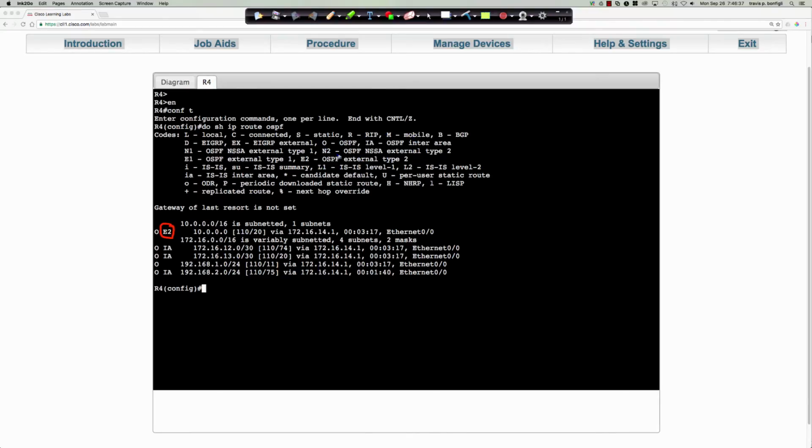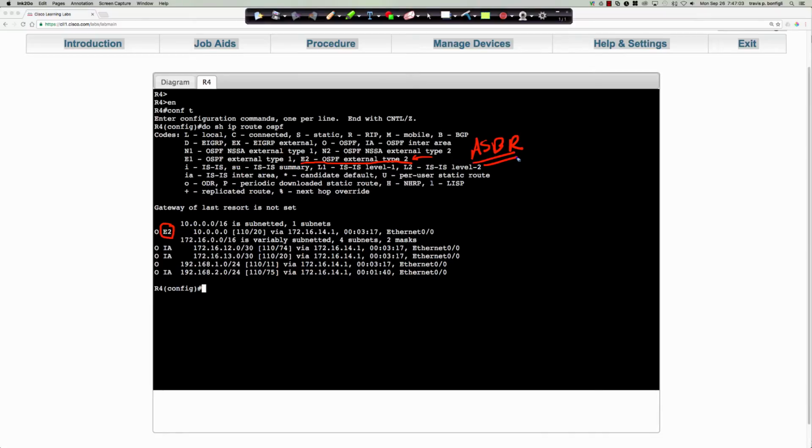And if we come up here to our chart, we can see that when we're talking about E2, it's an external type 2. Now this is the default for external information. When a type 5 LSA, and we'll talk about the LSA types, but it's a type 5 external autonomous system LSA that is generated by the ASBR, right?